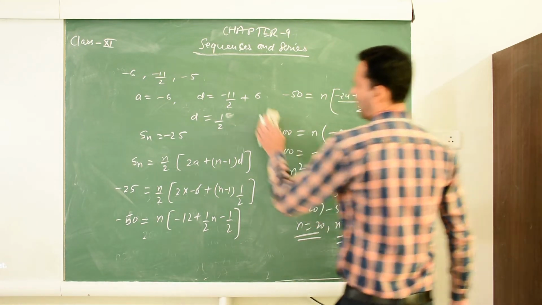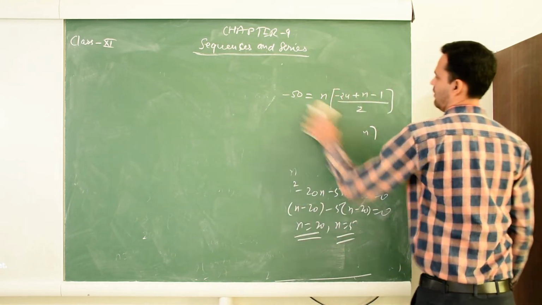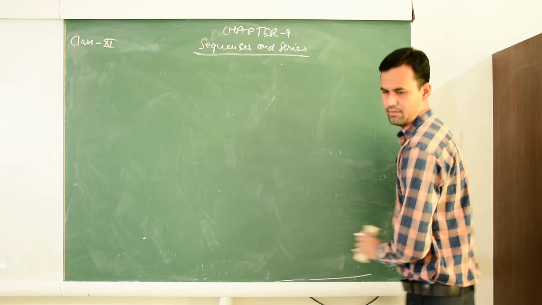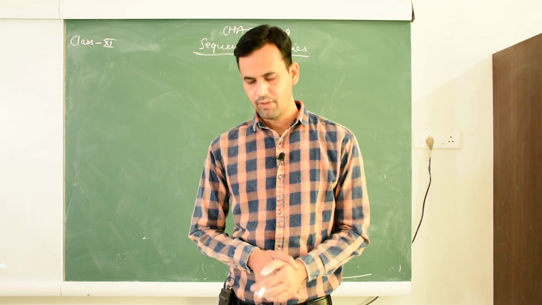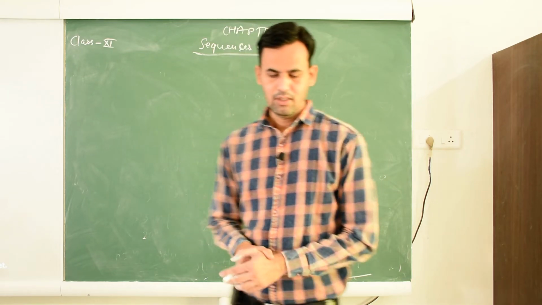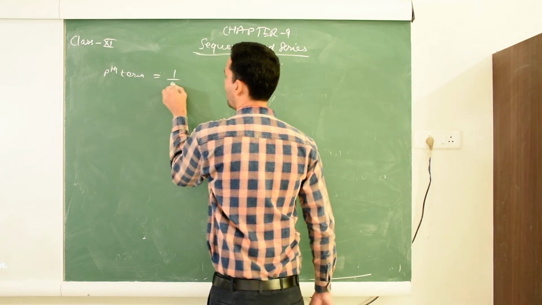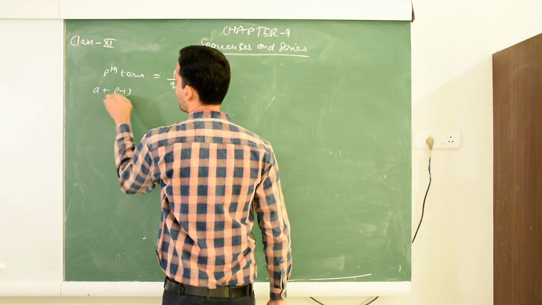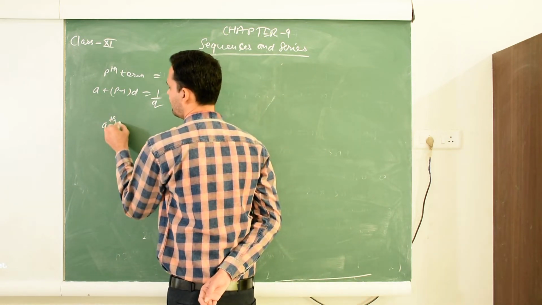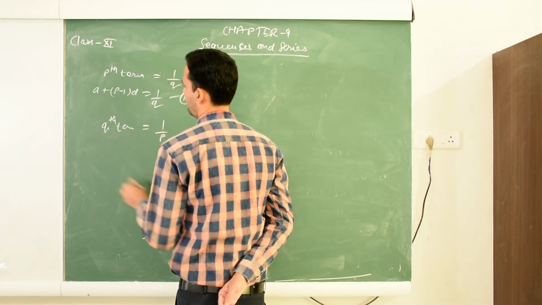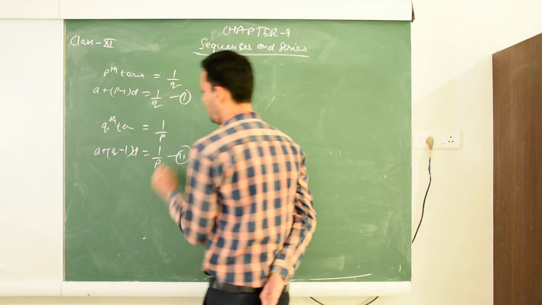Now question number 5. In an AP, if the pth term is 1 upon q and the qth term is 1 upon p, find the sum of the first pq terms. So the pth term is 1 upon q: a plus (p minus 1) into d equals 1 by q, and the qth term equals 1 by p. So a plus (q minus 1) into d equals 1 upon p.